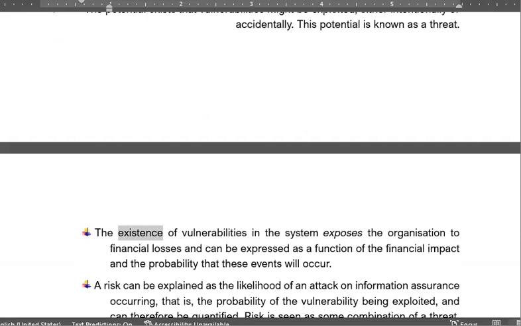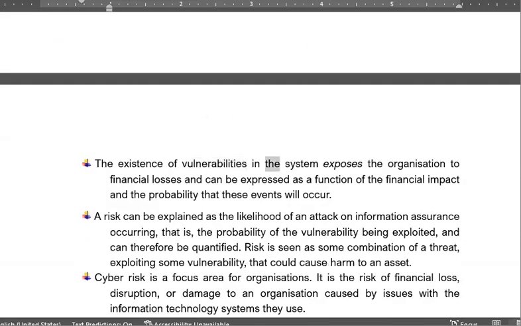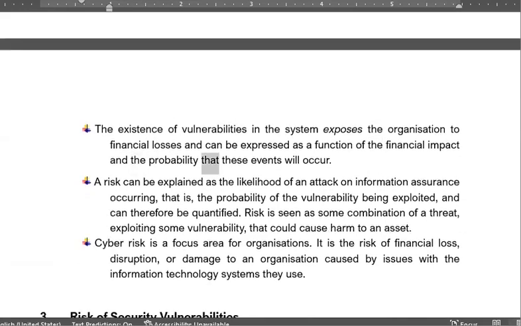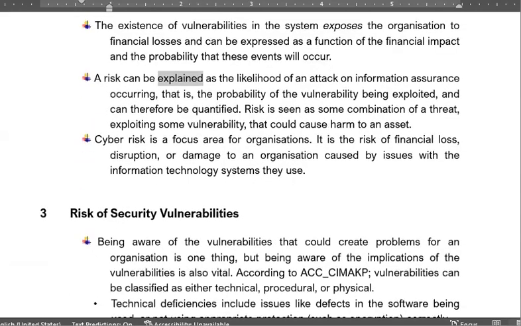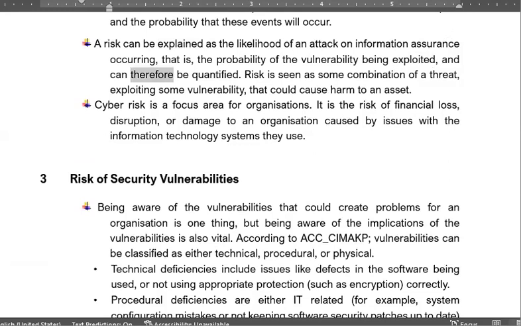The existence of vulnerabilities in the system exposes the organization to financial losses and can be expressed as a function of the financial impact and the probability that these events will occur. A risk can be explained as the likelihood of an attack on information assurance occurring, that is, the probability of the vulnerability being exploited, and can therefore be quantified. Risk is seen as some combination of a threat, exploiting some vulnerability, that could cause harm to an asset.